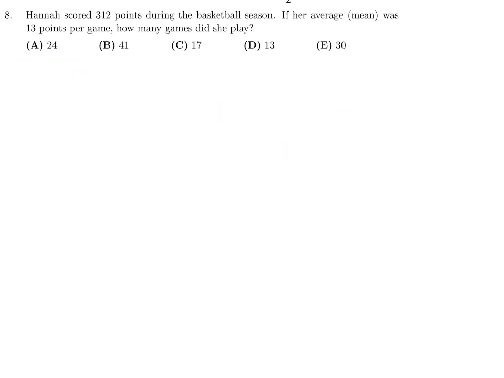Hannah scored 312 points during the basketball season. If her average was 13 points per game, how many games did she play? 312 divided by the number of games is 13. That's basically the math here. So G would be 312 divided by 13, and that is equal to 24. So the number of games she played is 24. Number 8 is A.